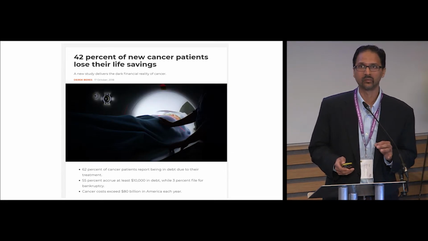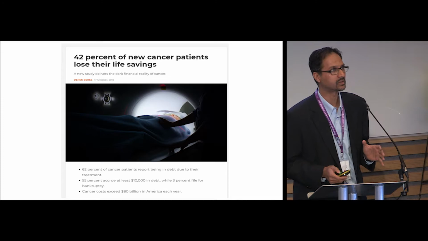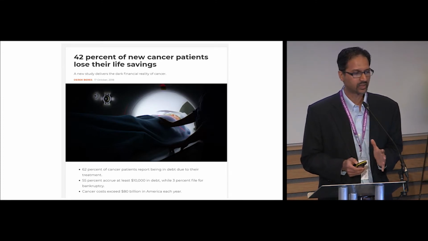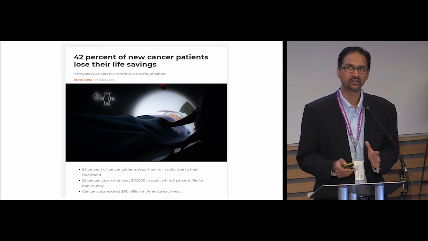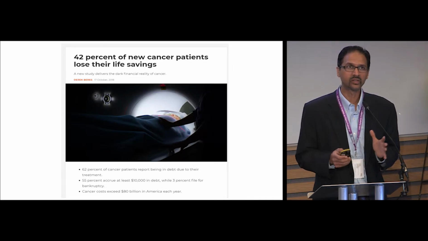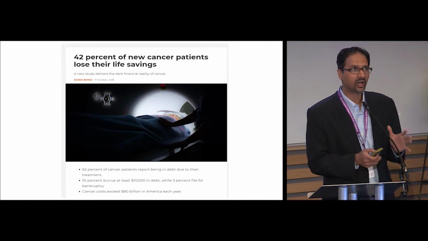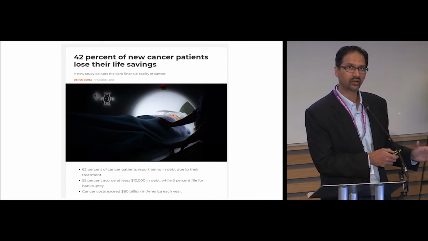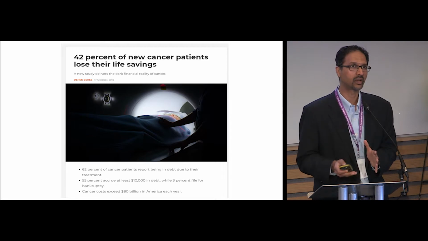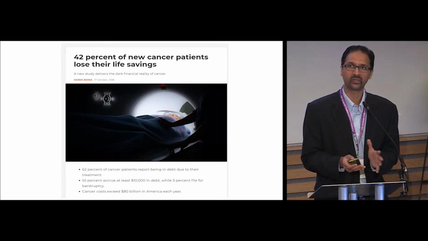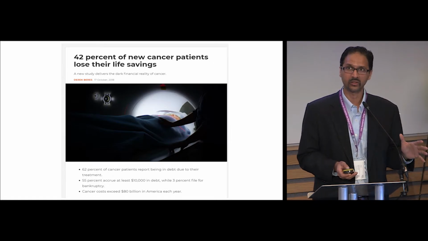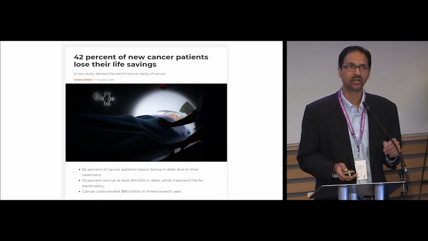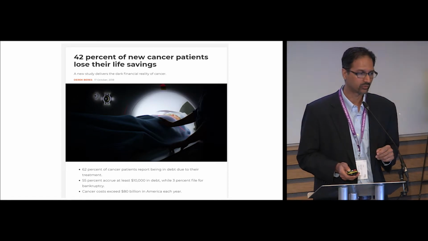So these are some statistics that have come out over the last few months. I think this was a paper in JAMA that suggested that 42% of new cancer patients lose their life savings. These are staggering statistics. And this is particularly relevant given the large number of cancers being identified. Like I said, in the United States, 40% of the population will be identified with some form of cancer in their lifetime. But if 42% of these cancer patients are going to lose their life savings, then something is at fault here. There is a real fundamental issue.